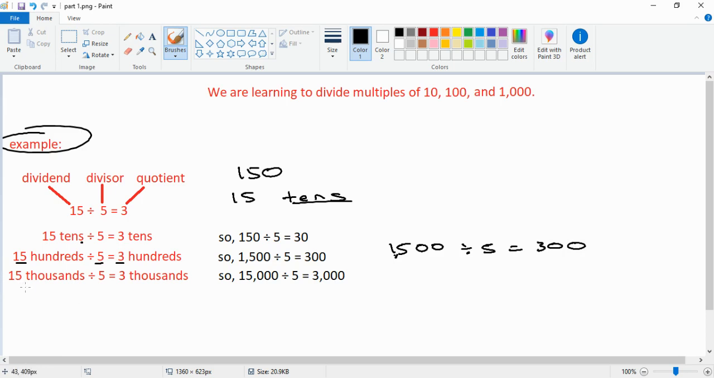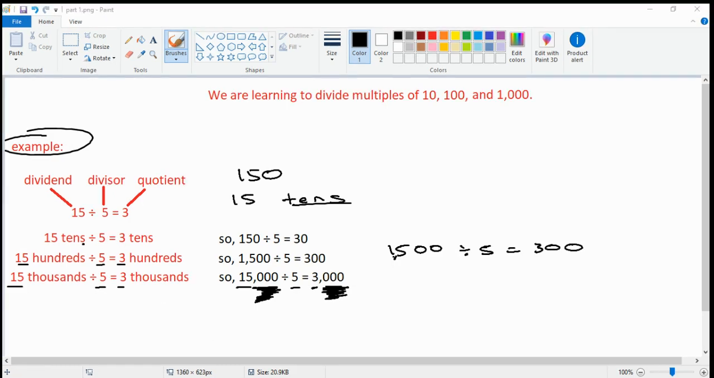You have 15 thousands divided by 5. Well, 15 divided by 5 is equal to 3. Well, 15,000 divided by 5 is equal to 3,000. And here we have it in numerical form. You have the 15,000 divided by 5 is equal to 3,000. Think about it again. 15 divided by 5 is equal to 3. And we have 3 zeros we didn't use. We add those 3 zeros back in. That might be another way for you to think about it.